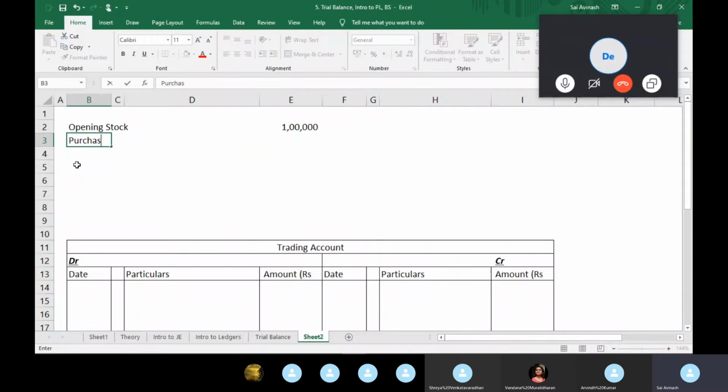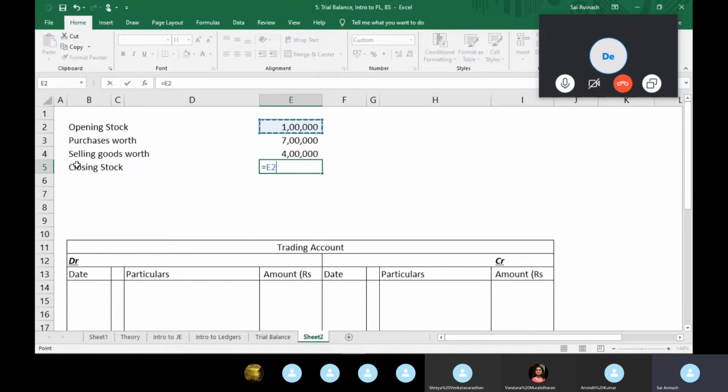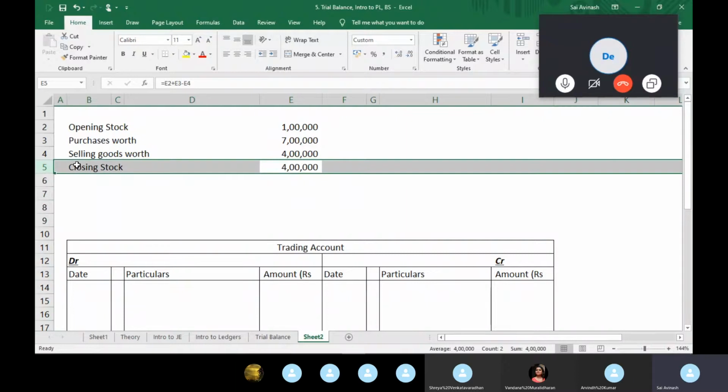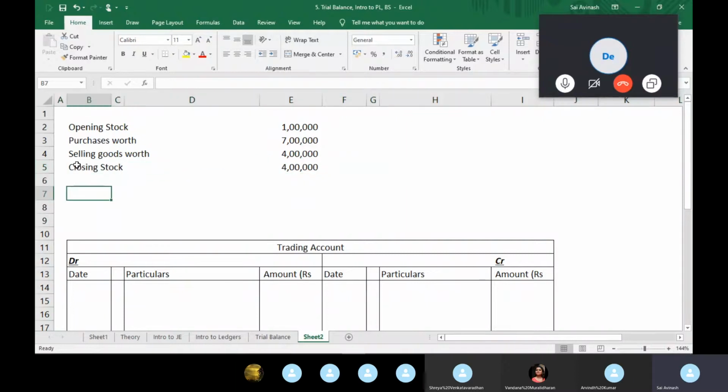And I'm making purchases worth rupees 7 lakh. And I'm selling goods worth, let's say, 4 lakhs. What does this mean? My closing stock, the worth of the goods I have, is opening stock plus purchases minus the goods sold, which is closing stock. Right. Alternatively, you would have maybe learned it like this, right?